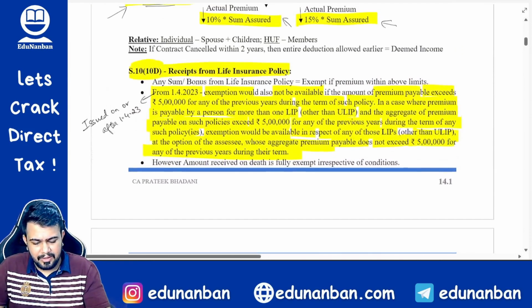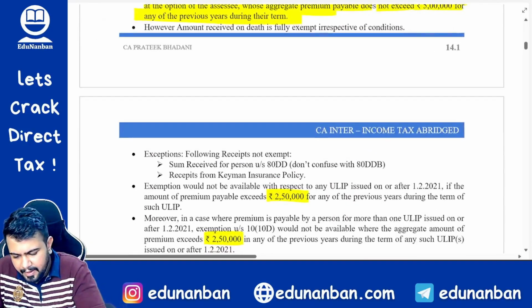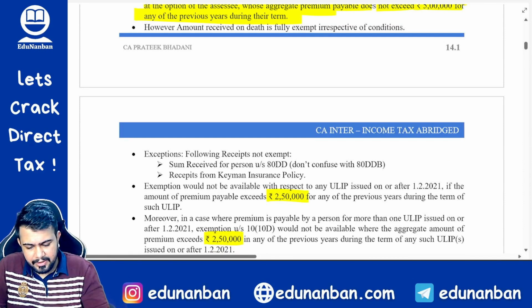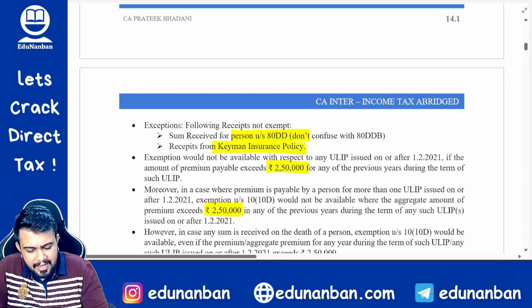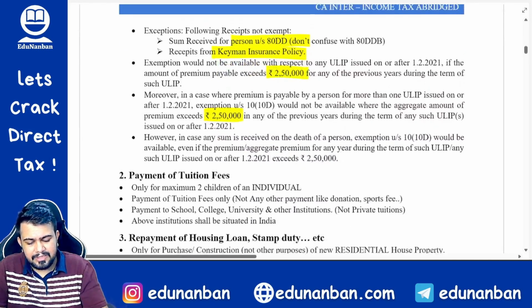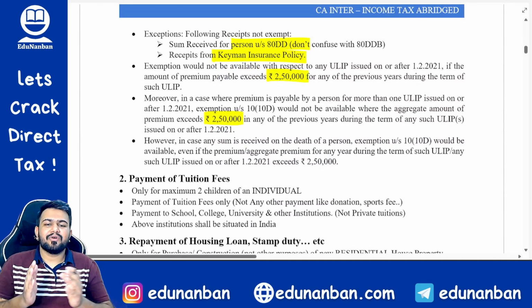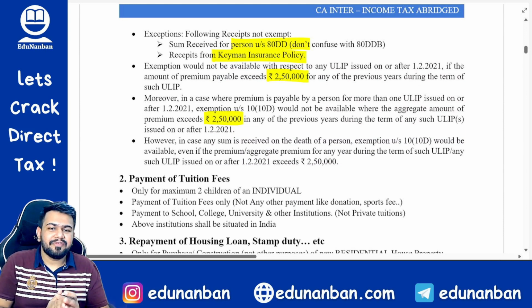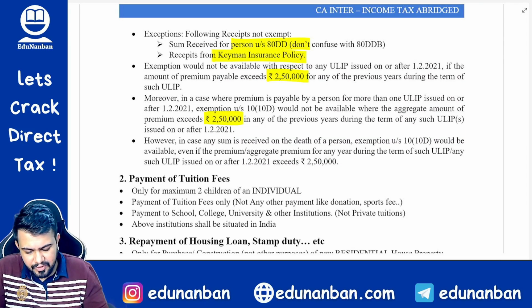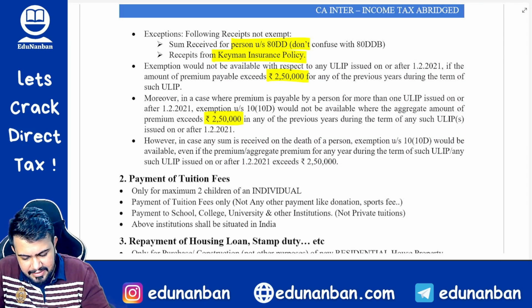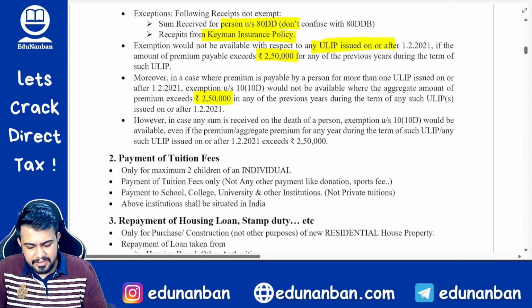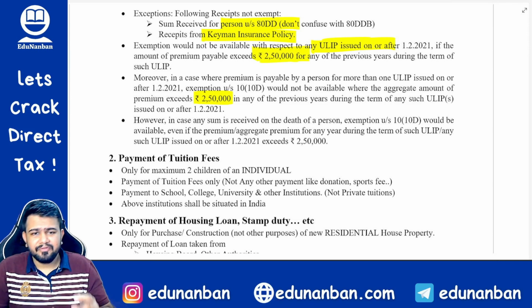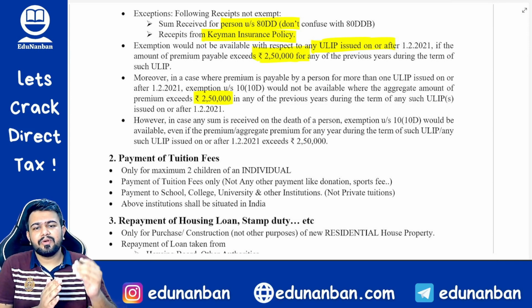First let us also go through the other provisions quickly. These are all old provisions only. This section will not apply to a sum received by any person under 80DD and Keyman insurance policy. Keyman insurance policy we had discussed already. It is taxable under 3 heads of income based on the situation. So it is not covered under 10(10D) exemption. Then there is ULIP, which we had already discussed before. If the policy premium is more than 2,50,000 and the aggregate is also more than 2,50,000.